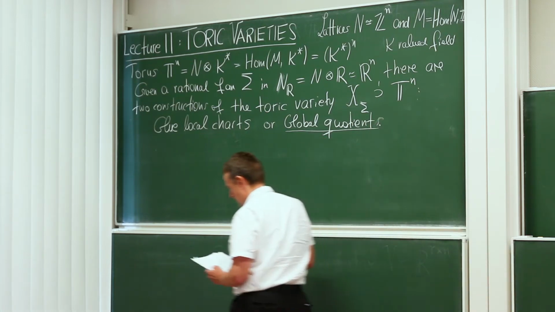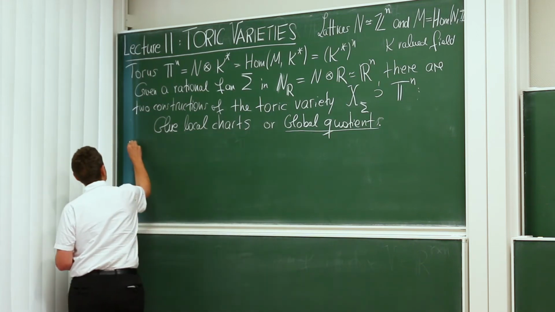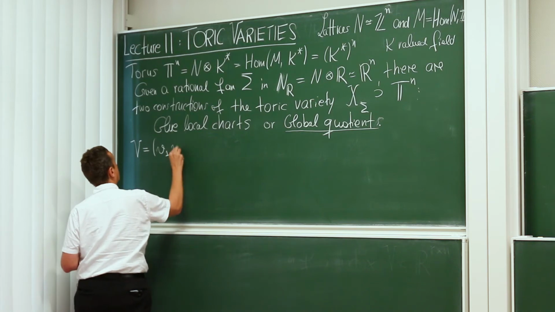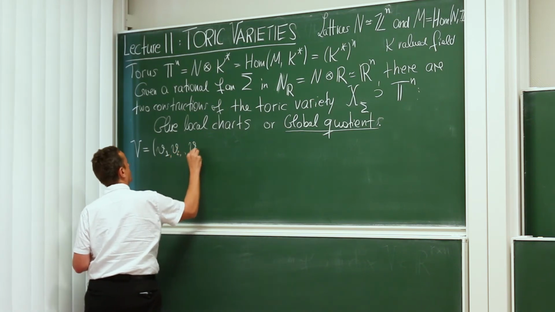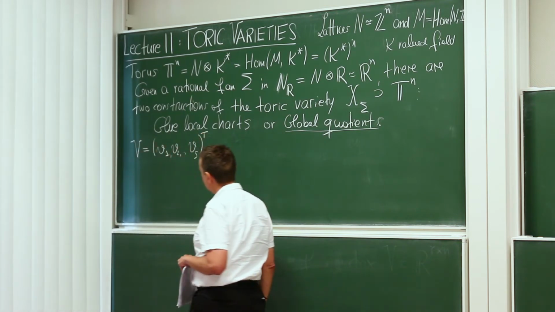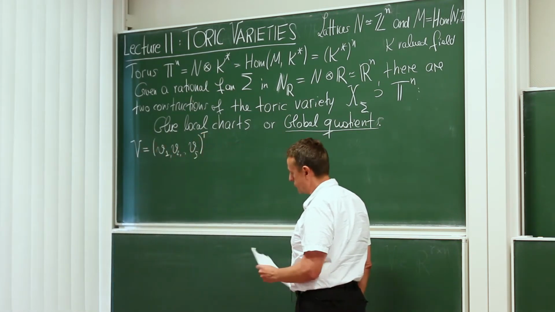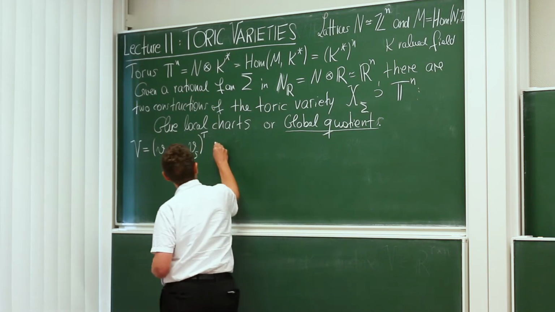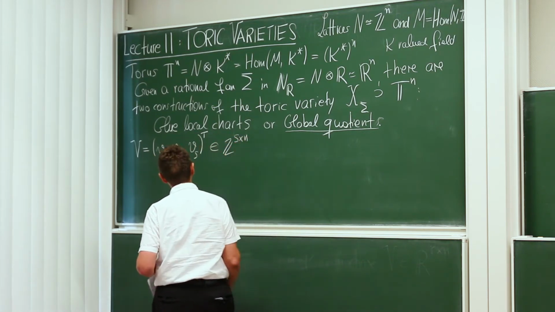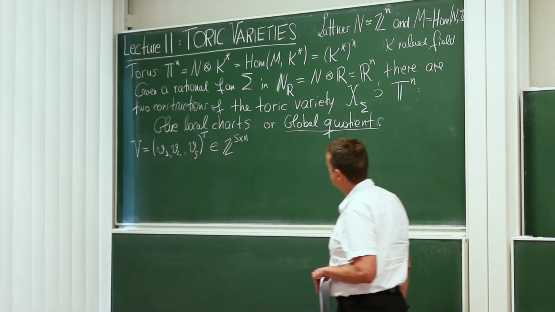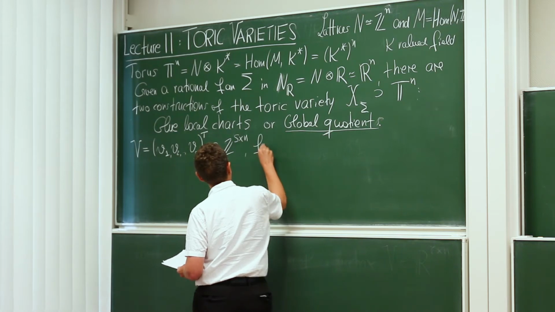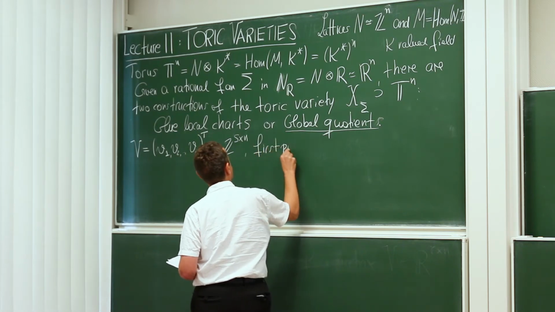Okay, let me introduce a matrix V. So this is V1, V2 up to Vs, and I'm going to take the transpose. So these Vi are going to be row vectors. So this is going to be an integer matrix of size s by n. So I have s row vectors of length n. And these are the first lattice points on the rays.